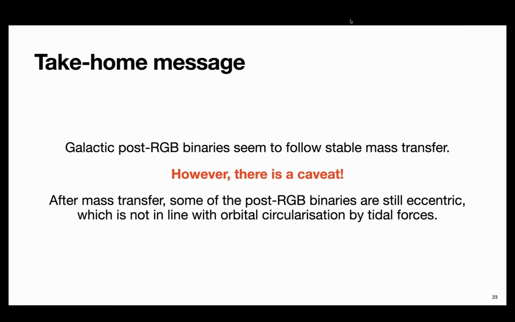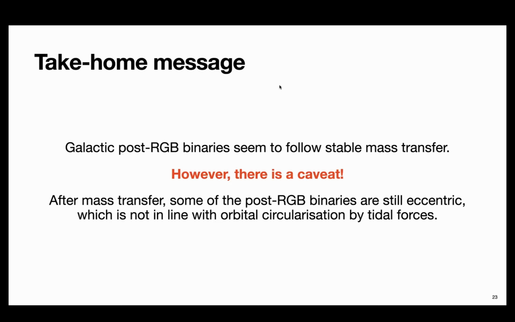Thank you very much. There are still some post-RGB, post-common envelope objects where clearly there has been unstable mass transfer. So is there a mass bias or any other kind of bias to segregate out the population that go into common envelope from those that don't go into common envelope?